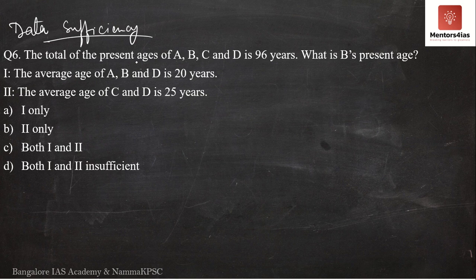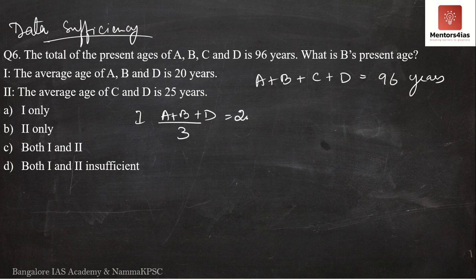So, from the question itself, what are we able to determine? The total age of the four individuals, that is A plus B plus C plus D, is equal to 96 years. From the first statement, which says the average age of A, B and D is 20 years, A plus B plus D divided by 3 is equal to 20. Therefore, A plus B plus D is equal to 60.